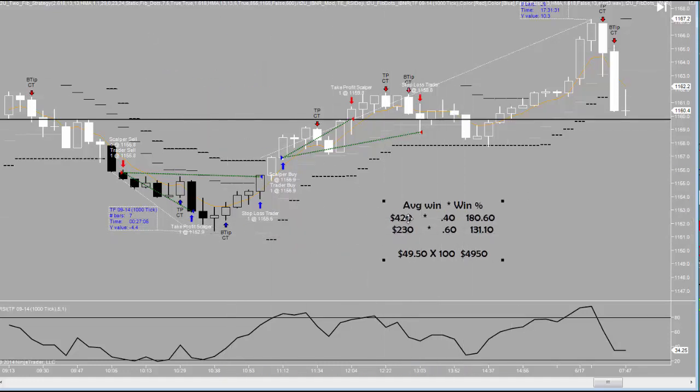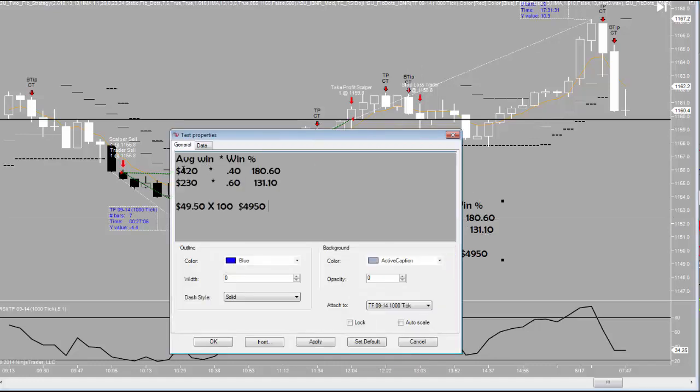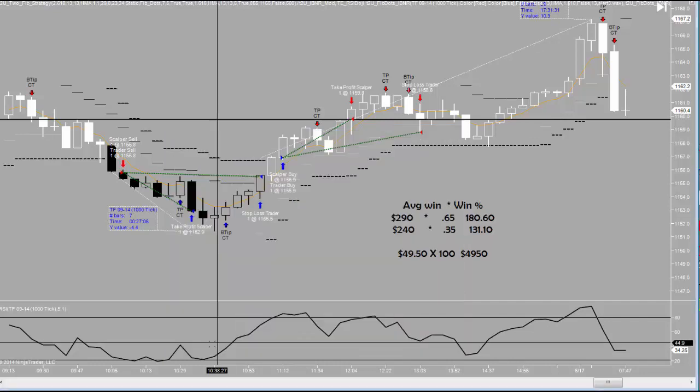So we can take this expectancy and we can say, now, what if I win... our profit target we set to 290, and here we were risking 240. And we were winning 65% of the time, which means we're losing 35% of the time. Then we can work the expectancy that way, or we could take the entire position. But very, very good, valid point.